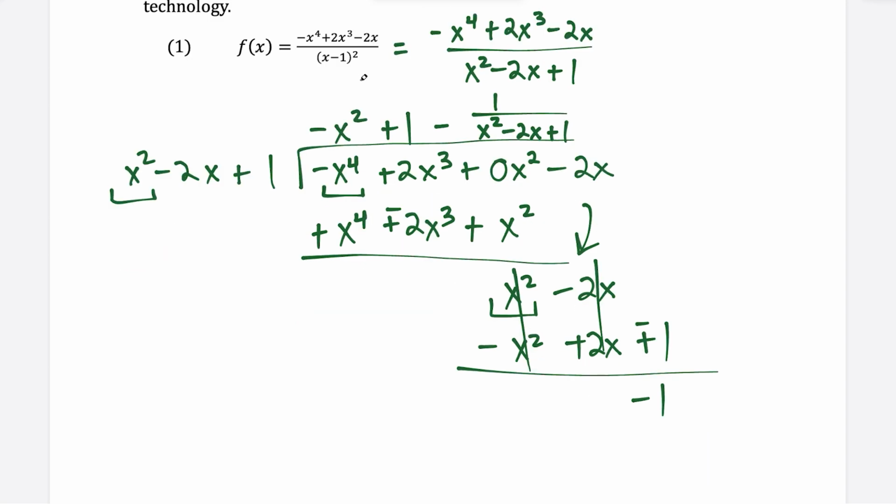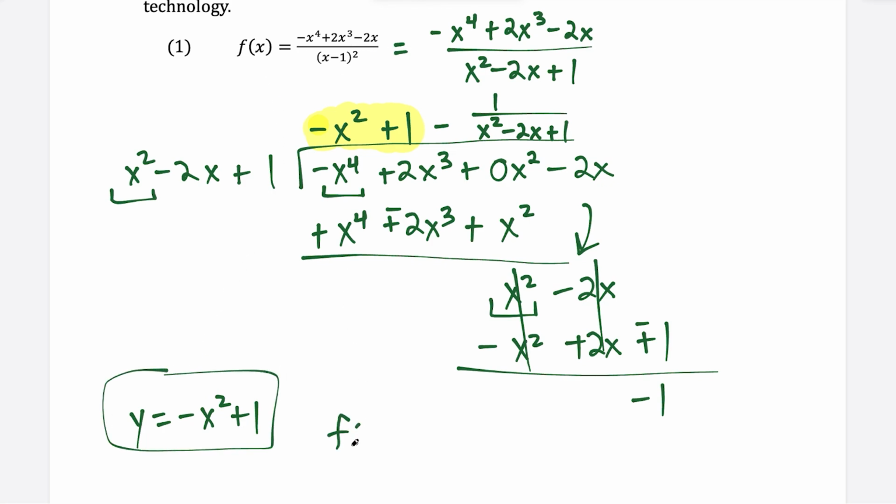So now we could find the polynomial that has the same end behavior as this rational function. And it's just going to be the part here that's not left over. So we're just ignoring the remainder here. And this part, I could say y equals negative x squared plus 1. This polynomial is going to have the same end behavior as f of x over here.